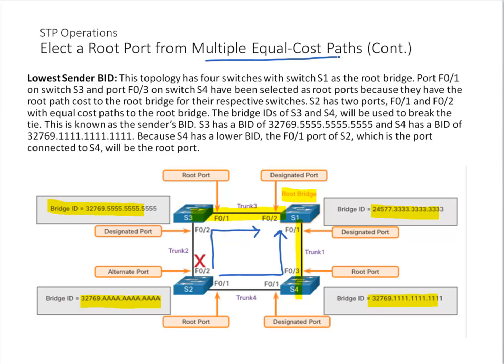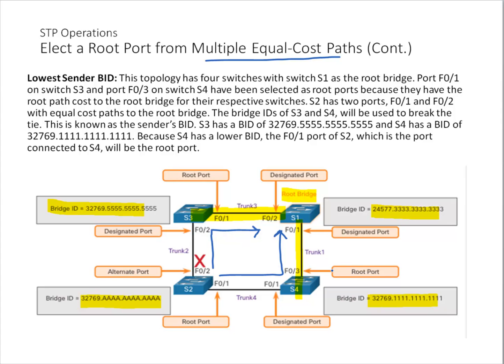In the previous slide we discussed that there are three different parameters it is going to use: the lowest sender BID, or lowest sender port priority, or lowest sender port ID. These are the three different parameters it is going to use. Now in this case, which parameter are we going to use? The lowest sender BID, the bridge ID, will be used.